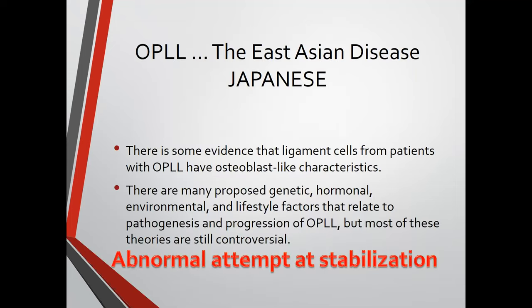It is an East Asian disease. Maybe it is an abnormal attempt at stabilization. There is an abnormal attempt, but why it occurs only in the posterior longitudinal ligament, there is still no evidence. They say that there are some cells in the posterior longitudinal ligament which are affected by maybe hormones, maybe by blood sugar, and they show excessive ossification, which goes out of hand. So it is a kind of a keloid of the posterior longitudinal ligament.